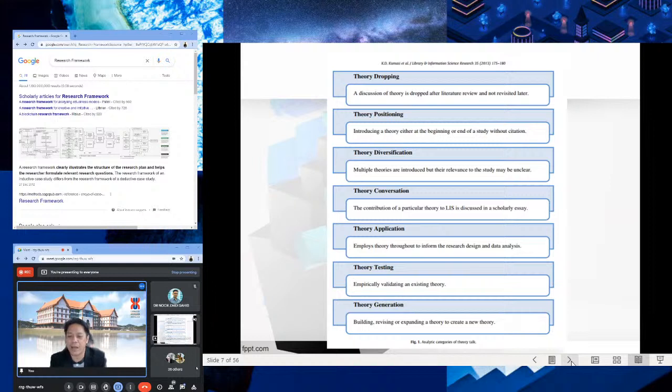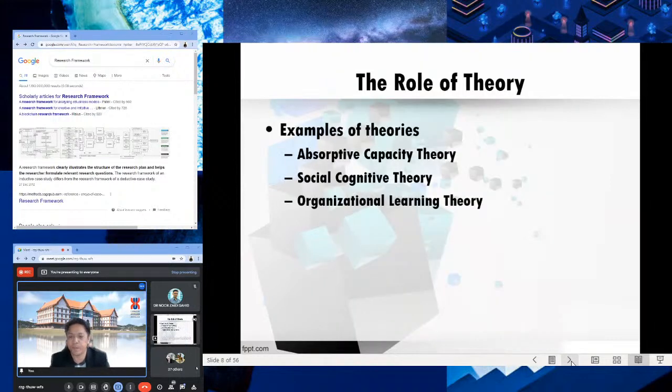And the last part is theory generation. From all the activities that you conducted in this process, suggested by the researcher, you can then build, revise, and expand the current theory and create a new theory. So this is part of the process and analysis step, when you want to develop any new theories or as part of developing the research framework.